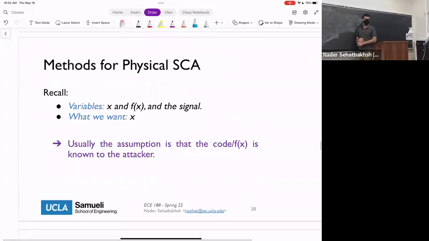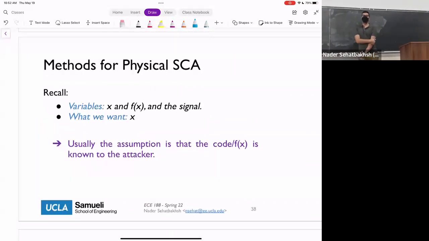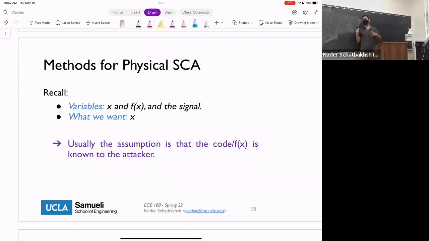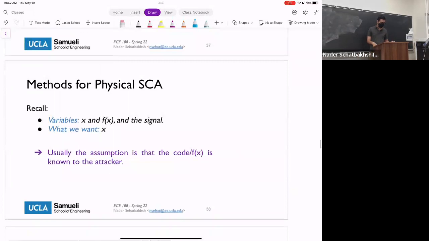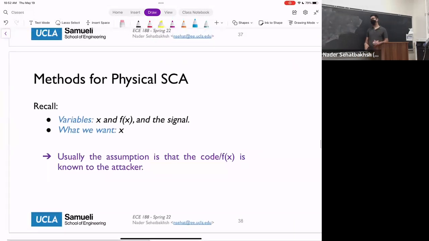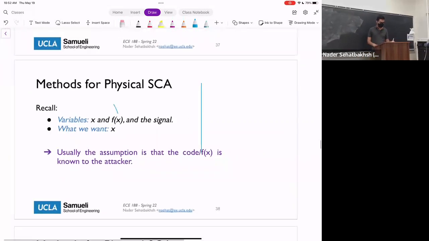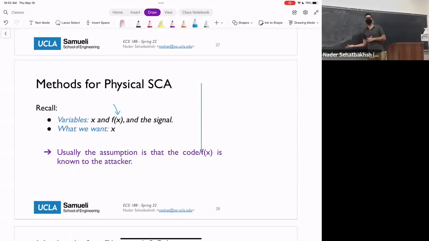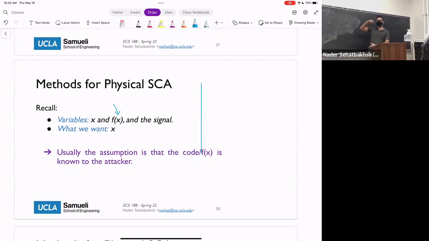All right, so going back to the problem that I mentioned. As I said, the problem of physical side channel attacks becomes a signal analysis problem in some sense. What we usually assume is that, similar to encryption and crypto systems, the way that we are creating this f of x is known. So we not only get the f of x, but we also get the code or the function that creates this f of x. Okay, we actually know, for example, that the f of x is this sequence of instructions.